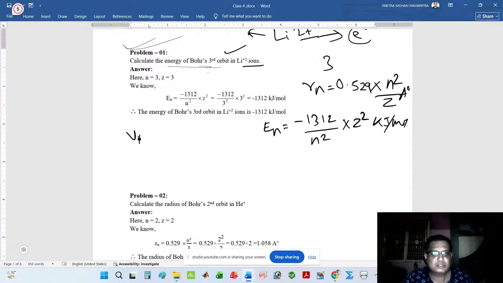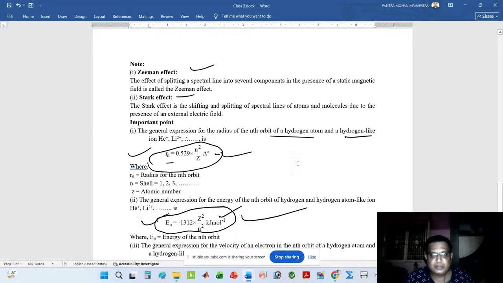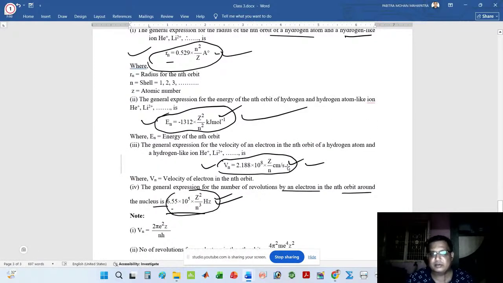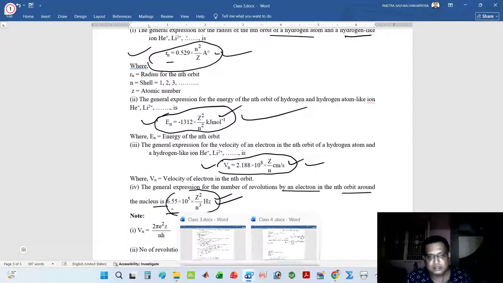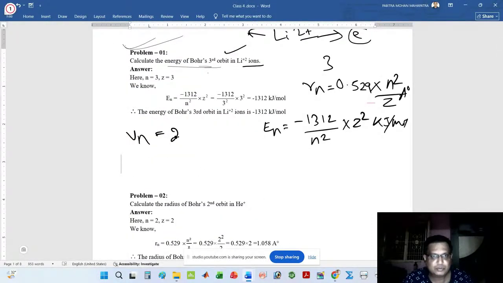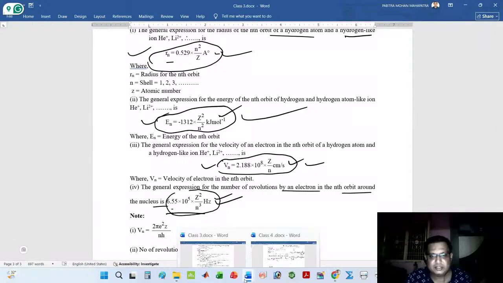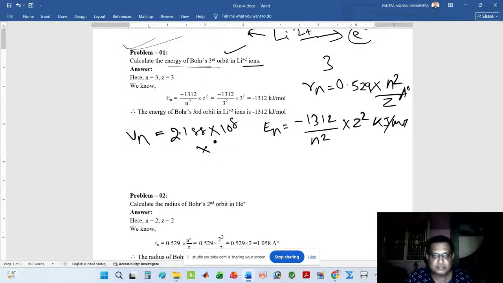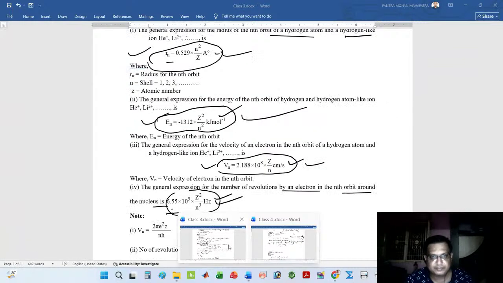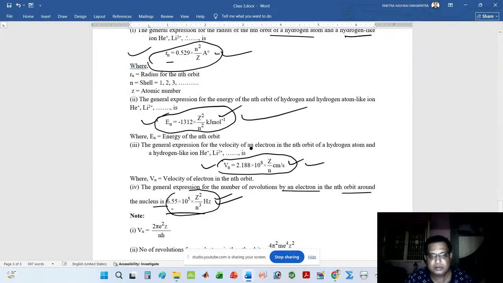Next is the velocity. Here we know that Vn is equal to how much? Vn is equal to 2.188 into 10 to the power 8 into z by n cm per second. Number of revolutions by an electron: think about the formula. The formula is 6.55 into 10 to the 15.